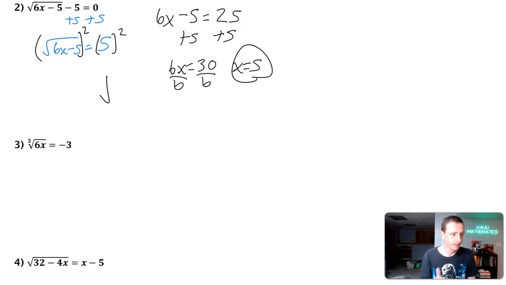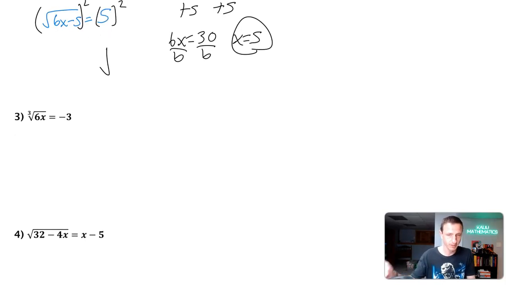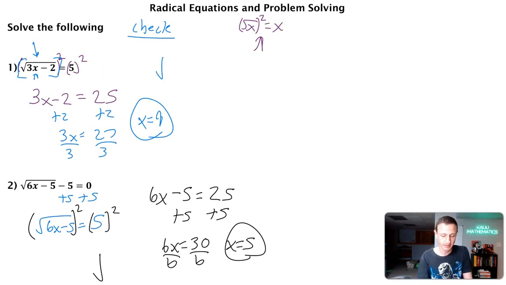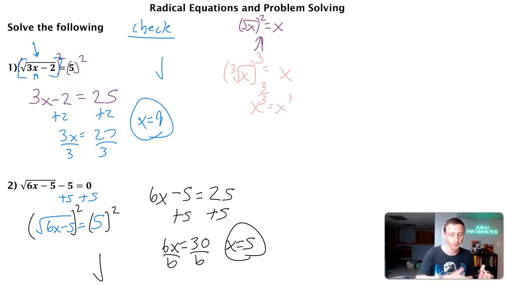Next, number 3, the cube root now of 6x equal to negative 3. So the cube root's by itself. Same thought process, though. I want to get rid of the radical. So as I was saying with the square root of x squared being x, how do I get rid of the cube root? I would raise it to the third power, because that's going to be x to the 3 over 3, which is x to the first. So same thought process. If it's the fourth root, raise it to the fourth. Fifth root, raise it to the fifth, and so on.